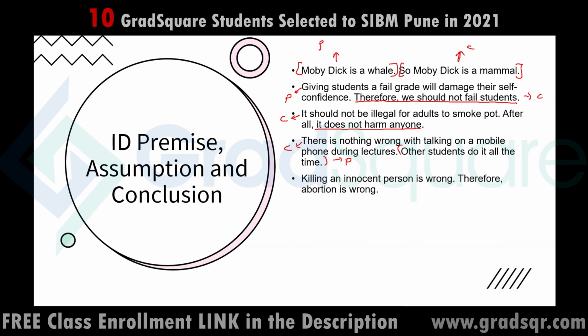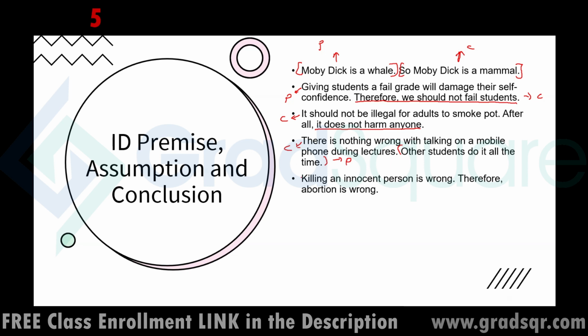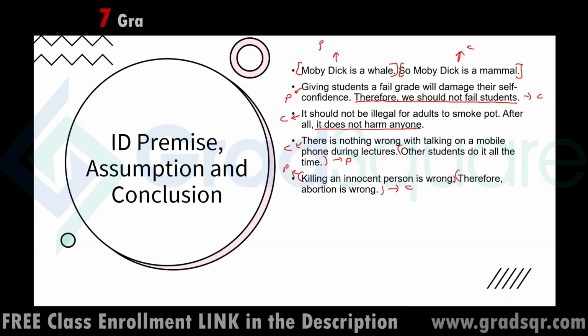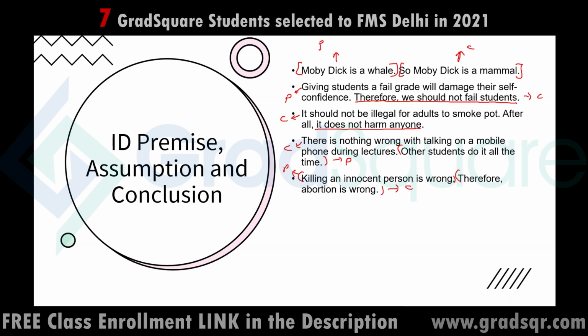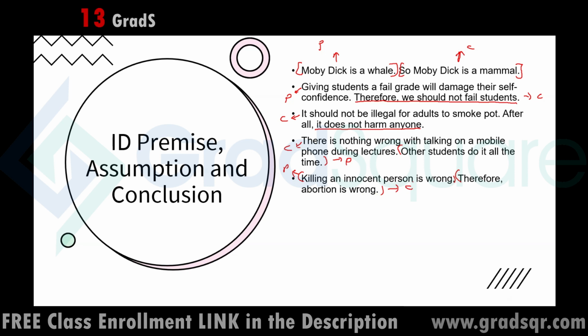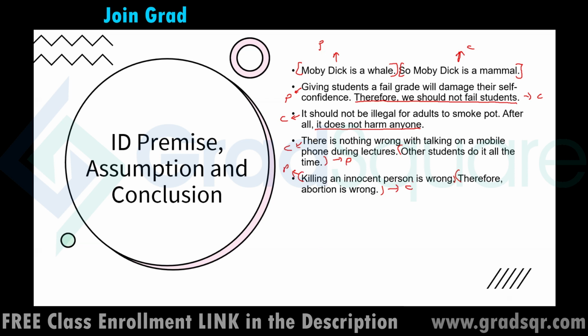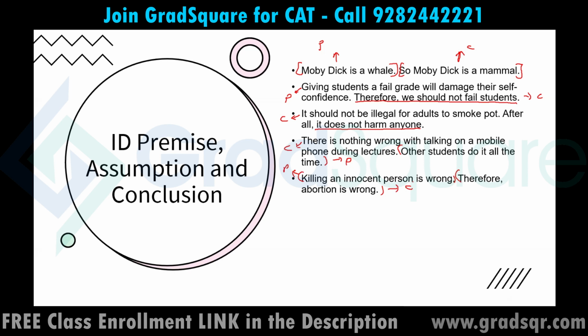Moving on, killing an innocent person is wrong, therefore abortion is wrong. Again, in this the first sentence becomes a premise and the second sentence becomes a conclusion. And the implicit assumption present here is that abortion is equivalent to killing an innocent person. Killing an innocent person is wrong, therefore abortion is wrong. So the assumption here is that abortion and killing an innocent person are in essence the same thing.